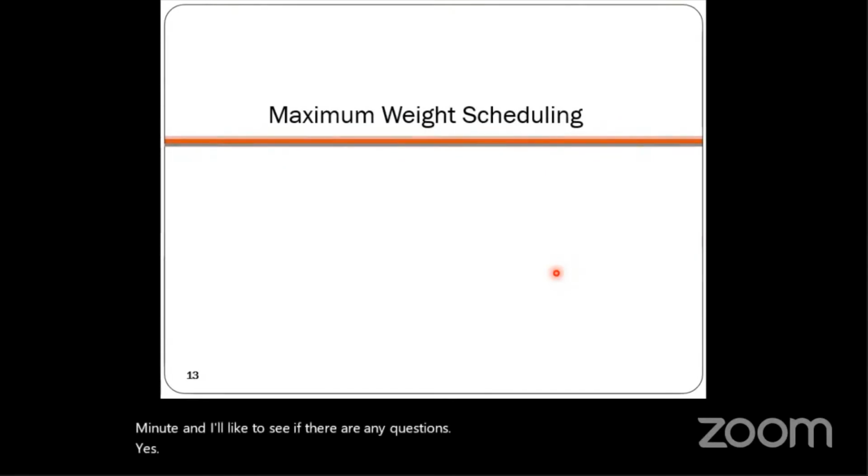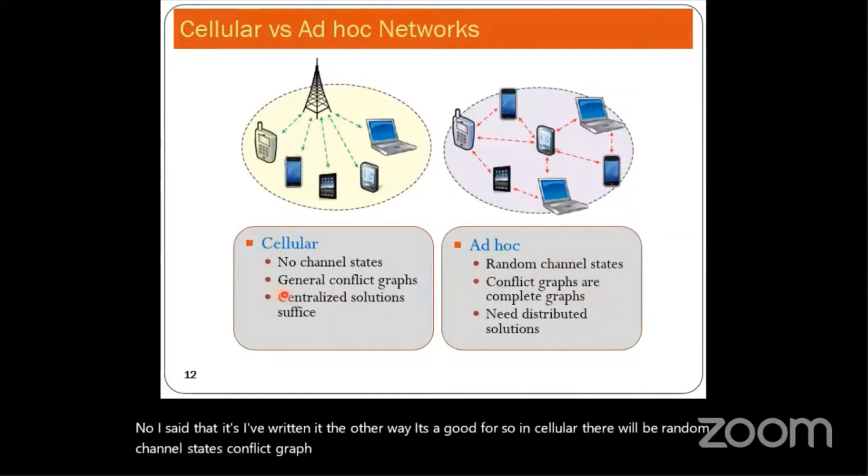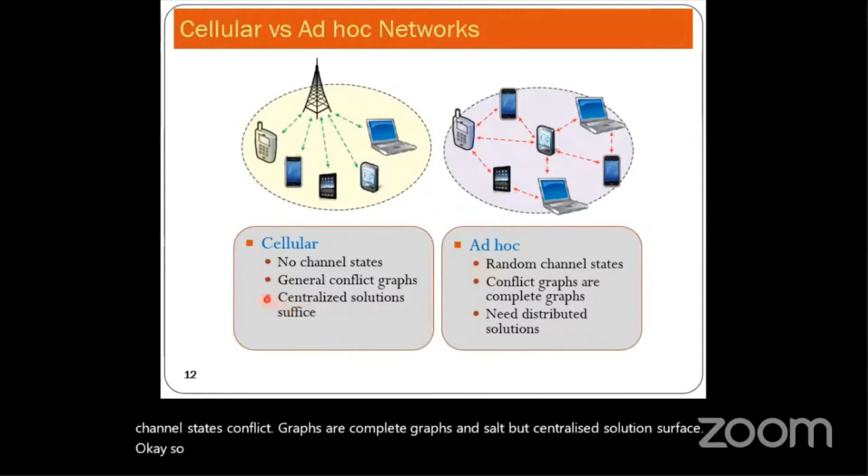You said the cellular has no channel state. Does that mean? No, I said it the other way. In cellular, there will be random channel states. Conflict graphs are complete graphs, but centralized solutions suffice. So these points apply to cellular.